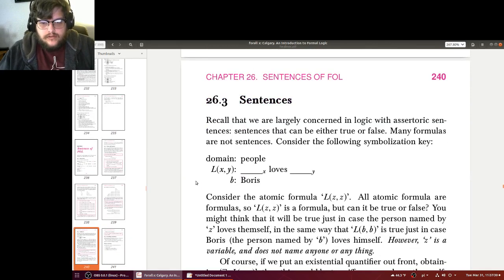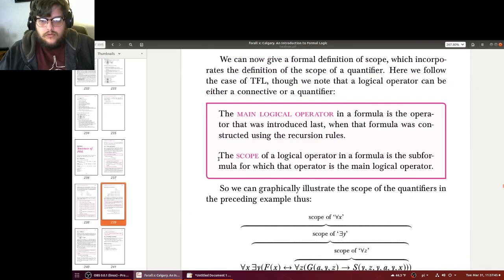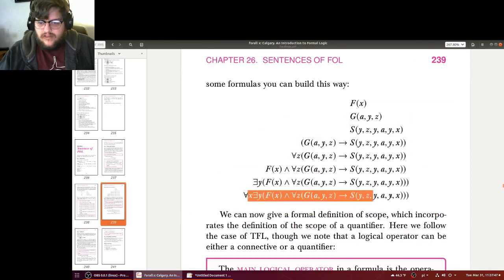Okay, sentences. So we have formulas, we have atomic formulas, we have terms and so on. What do we mean by sentences? Now, sentences are still the things that are either true or false. So, is this a sentence? Well, I don't think so. Until we have a symbolization of these predicates, it's kind of hard to tell.